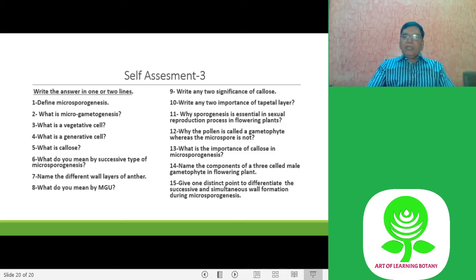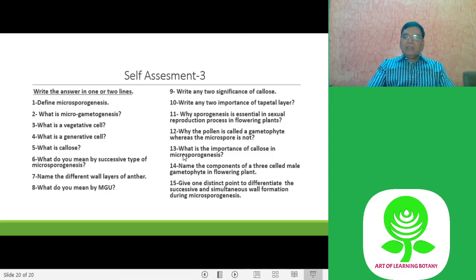Now, why is the pollen called the gametophyte whereas the microspore is not? Because the microspore does not produce the gametes. The pollen grain produces the gametes during further development. So therefore, that which produces the gamete is called the gametophyte. So the microspore does not produce the gametes, right? So the pollen is called the gametophyte because in development it produces the gametes.